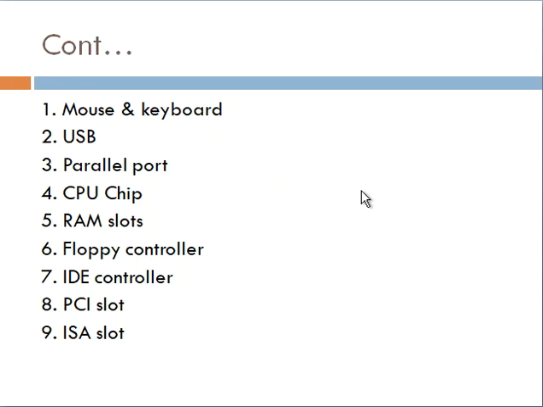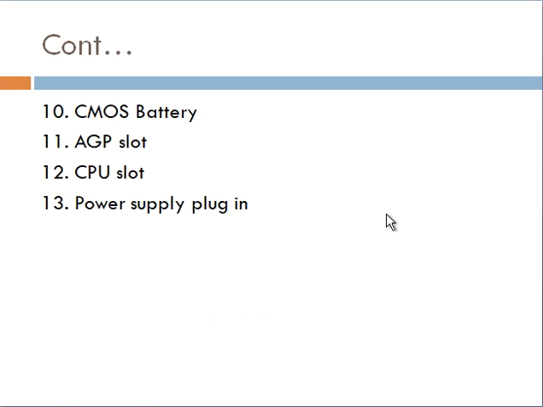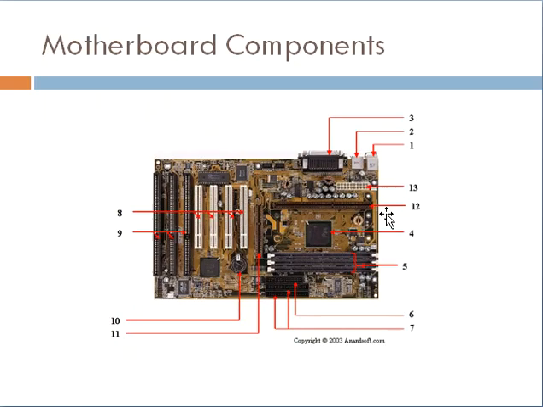Next, IDE controller, PCI slot, ISA slot, CMOS battery, AGP slot, CPU slot, and lastly the power supply plug-in. These are 13 components as I showed in this motherboard figure. All the parts are situated on a single board system.